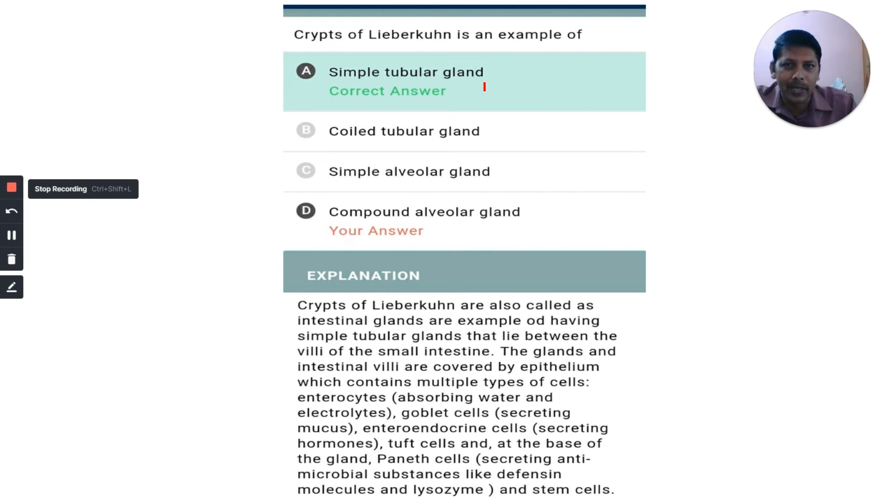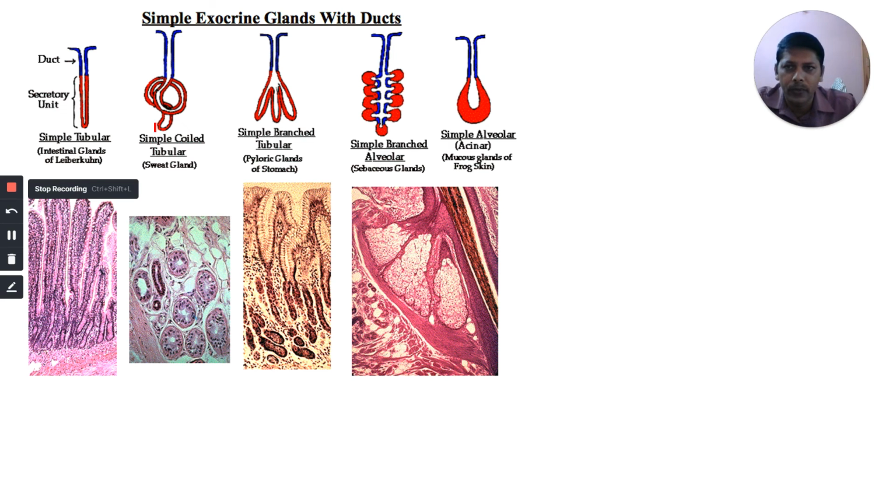Crypts of Lieberkühn is an example of, okay, it is actually a part of the old syllabus. In the new textbook, before 2013, in the old zoology textbooks, coiled tubular gland, simple tubular gland, all these are given, but in NCERT as well as in the present zoology it is not given. Crypts of Lieberkühn is an example of simple tubular gland. You can see the different types, note down this one. They may ask any bit from this one.